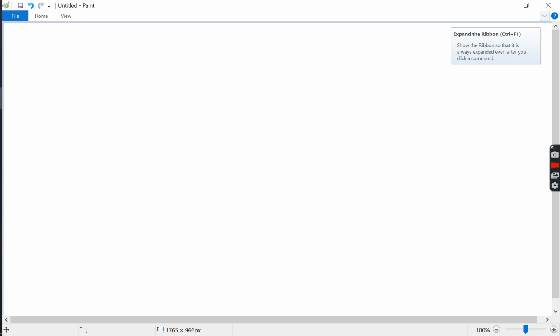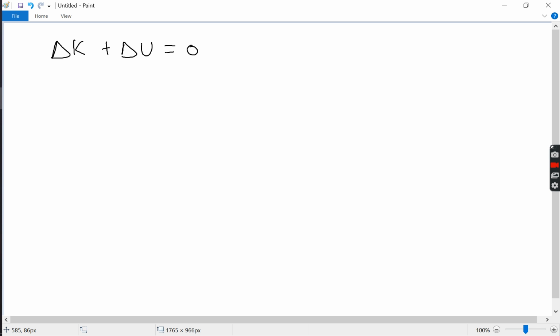So, energy conservation, we're going to have a change in kinetic and a change in potential. And for part A, that's all there is. There's no other forms of energy taking place. So if we write that out explicitly, we've got K final minus K initial, which is delta K, plus our change in potential, which is U final minus U initial, and that all equals 0.